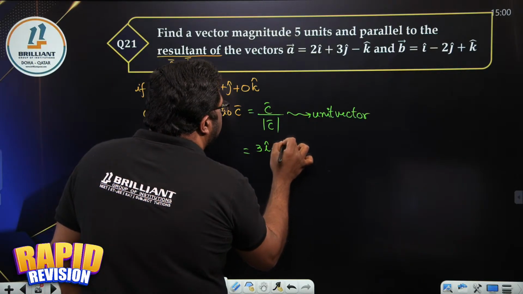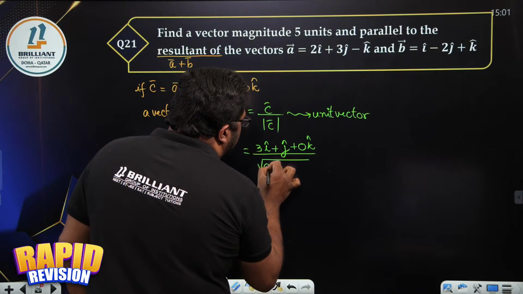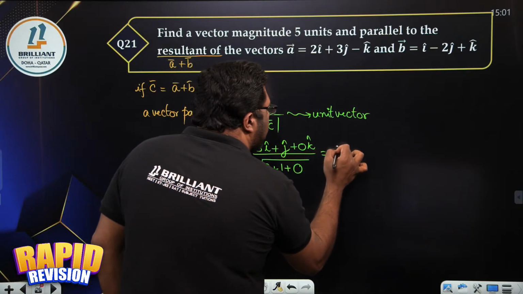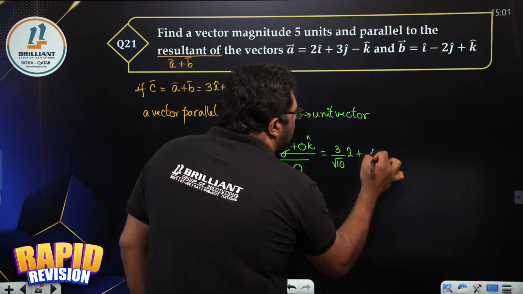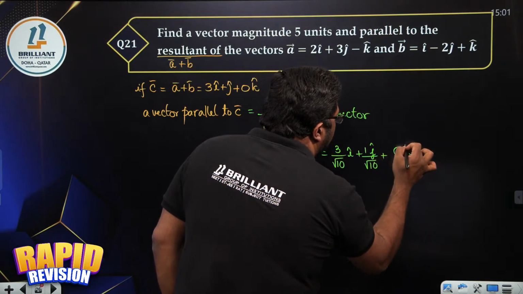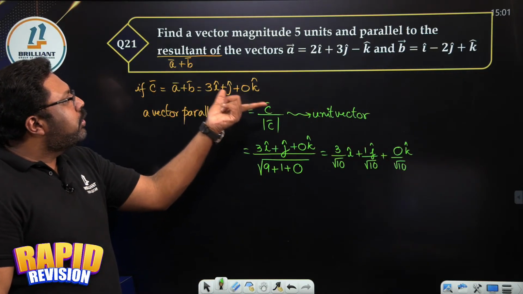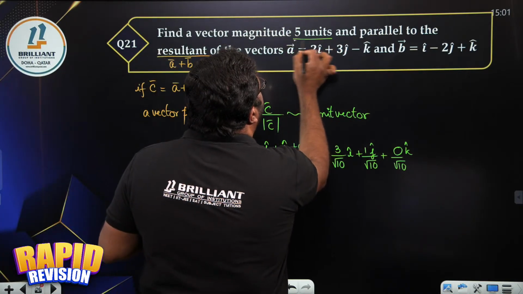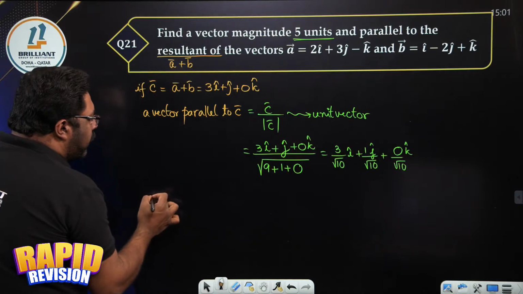That is equal to 3i plus j plus 0k over the magnitude, root of 9 plus 1 plus 0. That is 3 by root 10 i, j 1 by root 10 plus 0 by root 10 k. This is the vector which is parallel to the resultant of A and B. Now they want that vector to have a particular magnitude, called 5. So the last step, what should I do?